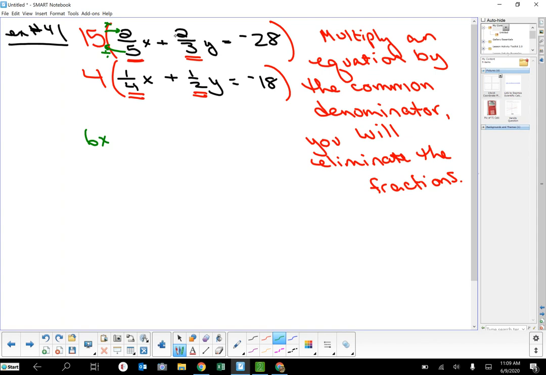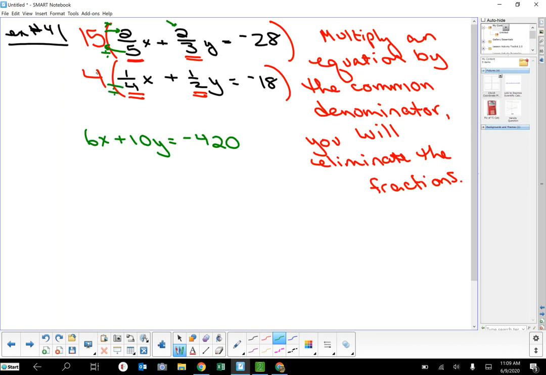Okay? This second term, 2/3. 3 goes into 15 5 times. 5 times the numerator of 2 is 10. So that's a plus 10y. And then don't forget to multiply the 15 times the 28, which is negative 420. Don't worry if these numbers get big. They do. It happens.